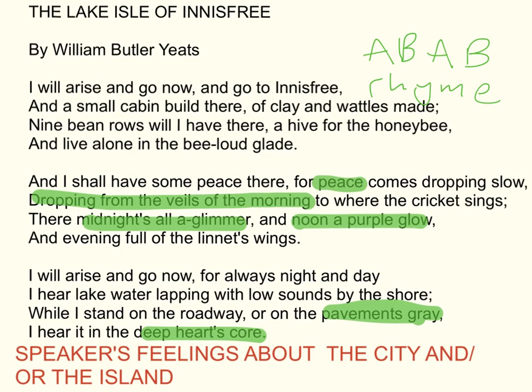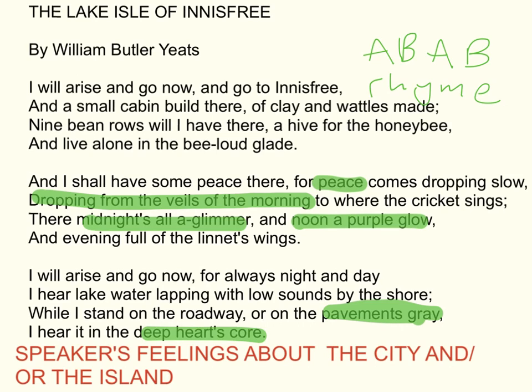Now we've got peace dropping from the veils of the morning. Nice metaphor that. Veils are thin bits of gauze, very fine thin fabric, and to me that kind of captures a sense of fogs or mists in the morning. It's a very romantic view, and the idea that this peace settles on those mists. It's a very peaceful, calming image that. You've got the light imagery of midnight's all a glimmer, and noon a purple glow. A glow has connotations of warmth and safety. So that's presenting this island as being some sort of protection, support, safety net for him.